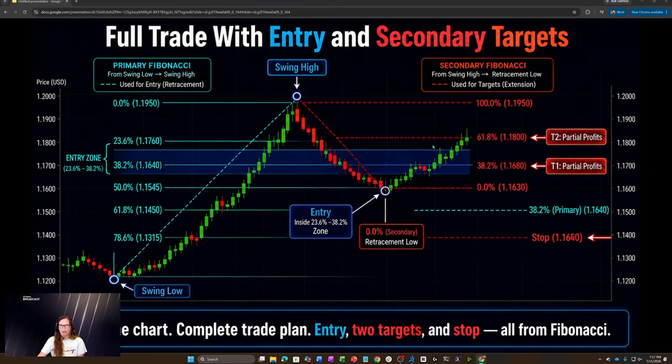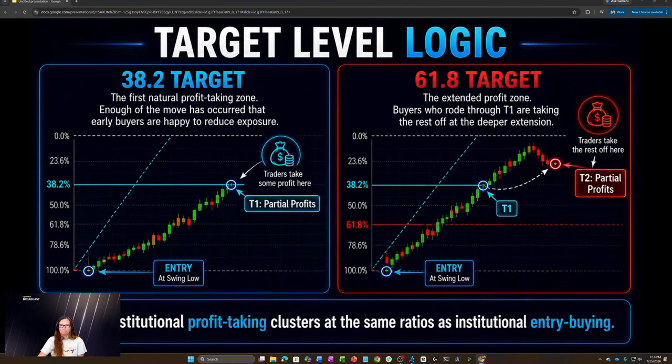The 618 of that secondary draw, that is target 2. And that is where the remainder of the position comes off if I don't have a higher target, or I take more partial targets and then wait for the higher target.